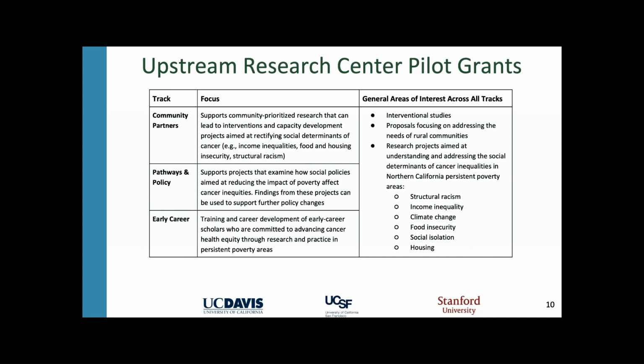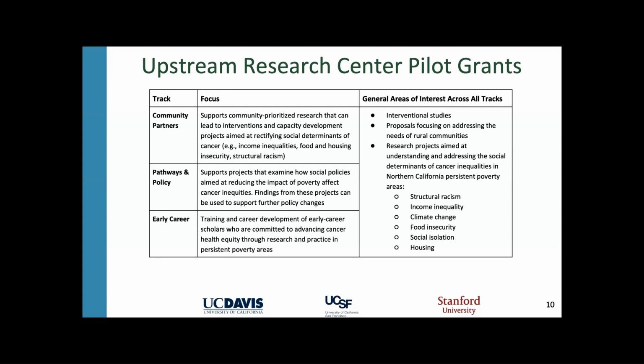Now, what does that mean? It means that we are looking for ideas coming from community partners that prioritize what they perceive as issues that generate or sustain persistent poverty in areas that they're familiar with. These projects are meant to lead to interventions and capacity development that can rectify the problems generated by these social determinants. These are the ones I mentioned, like income inequalities, importantly for us, but also the other ones listed in the parentheses. I'll say more about the community partner track in a minute.